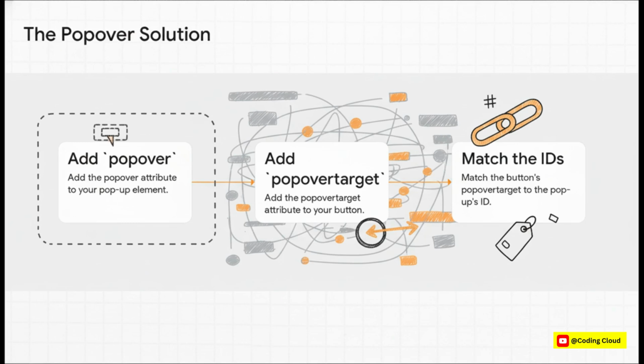It's ridiculously simple. You just add the popover attribute to the thing you want to show. Then, on your button, you add popovertarget and make it match the pop-up's ID. And that's it. The two are connected. The button now toggles the pop-up. No JavaScript needed. It's amazing.